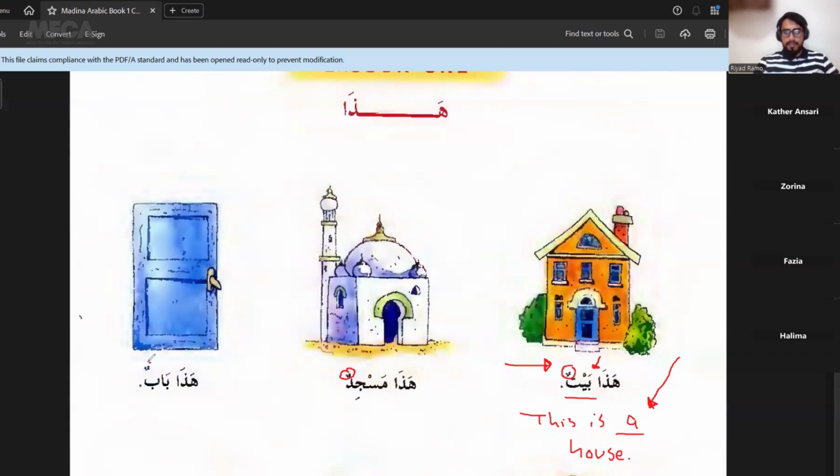A house. What page is that? Page 3. You start from the beginning. All right, we're doing a quick review. Hada baytun. Hada babun. This is a door.